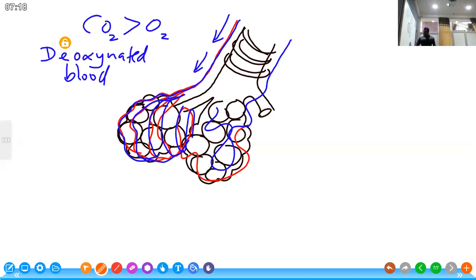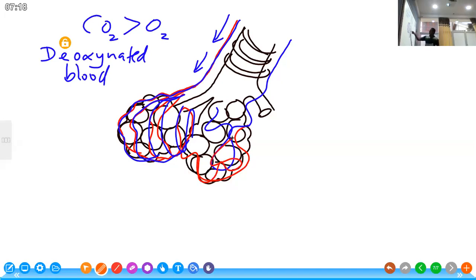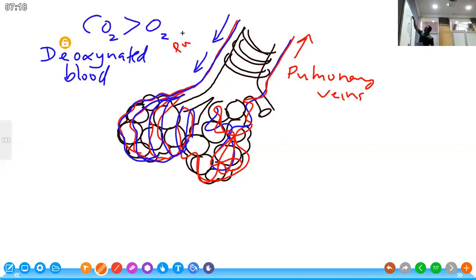Then the blood which leaves the alveoli sac, that is red color. To where does this blood go? To the pulmonary veins. This comes from the pulmonary artery.